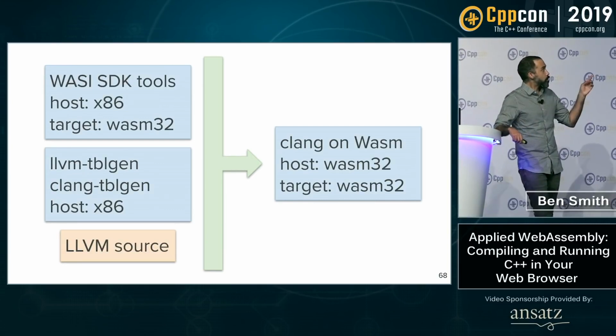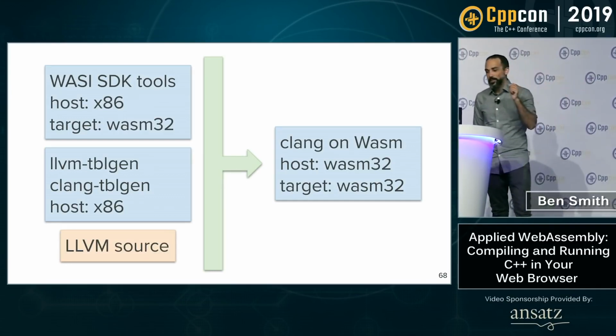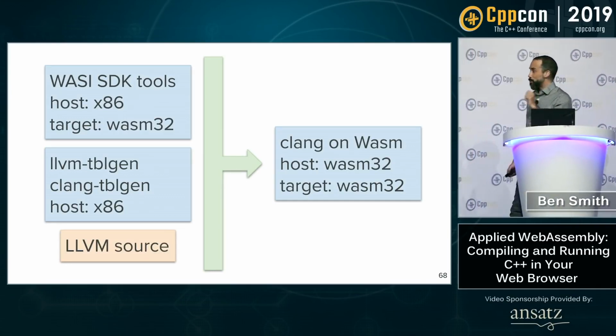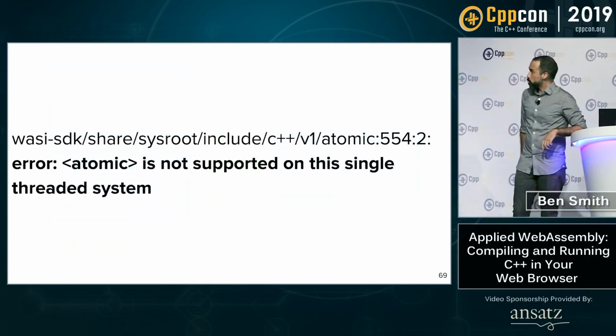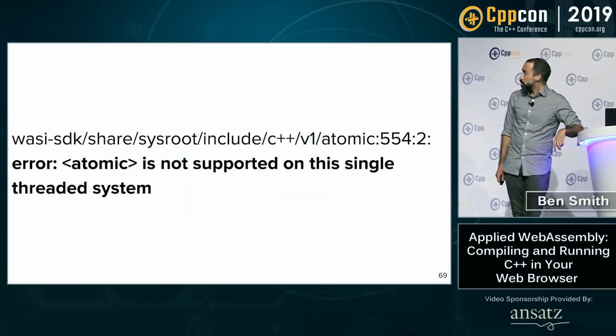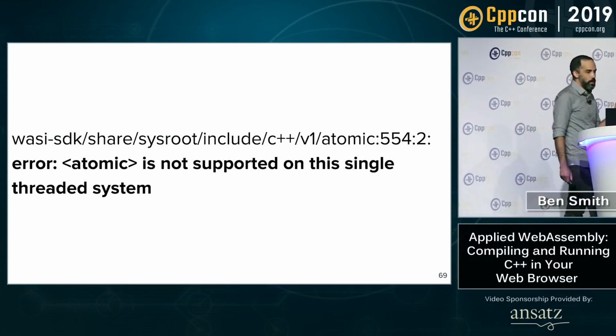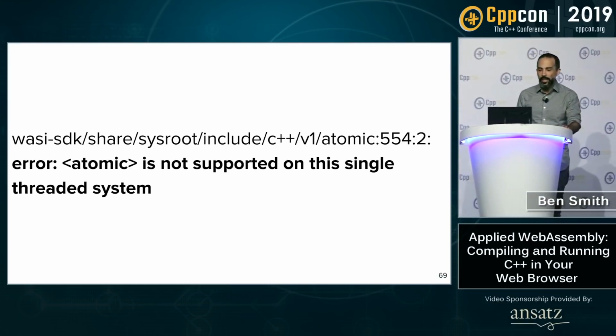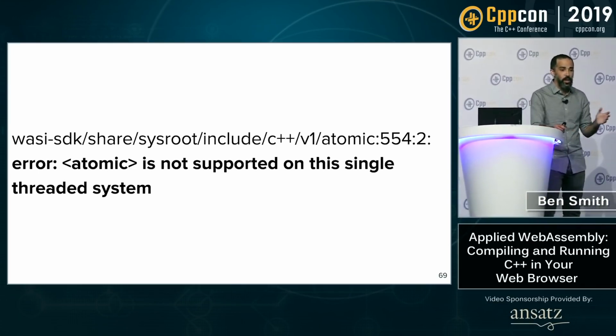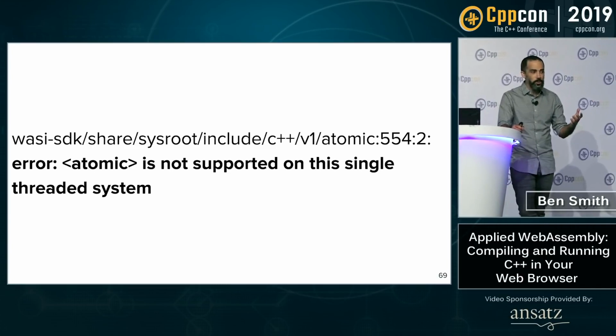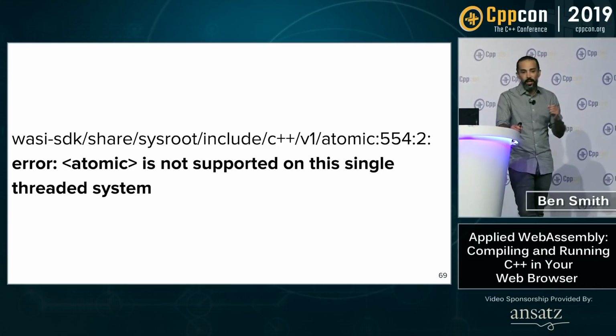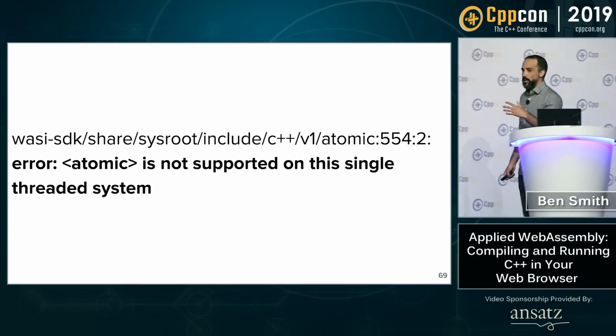So now that I have the tools, and I have TableGen, and I have the LLVM source, now I can take these files and compile them, and I can do my cross-compile. When I did that, I got this issue: atomic is not supported on this single-threaded system. Now, this is a reasonable thing for the WebAssembly SDK to do, because threads are currently being developed as a proposal, but they're not ready yet in all environments. And so to be conservative, it makes sense to disable it.